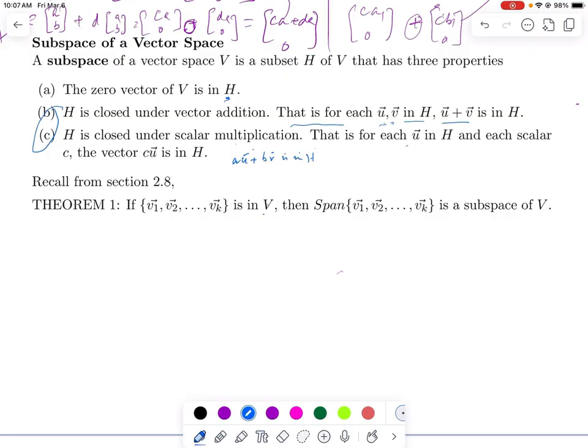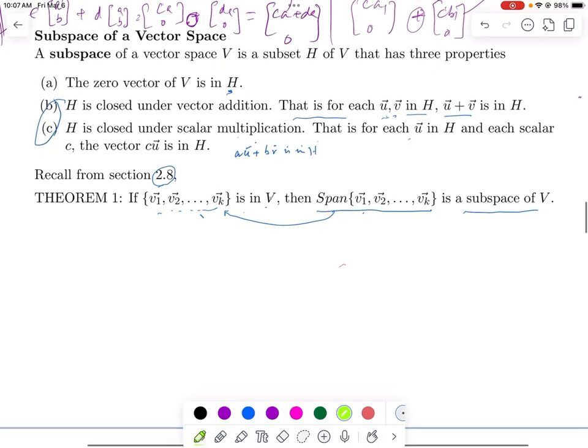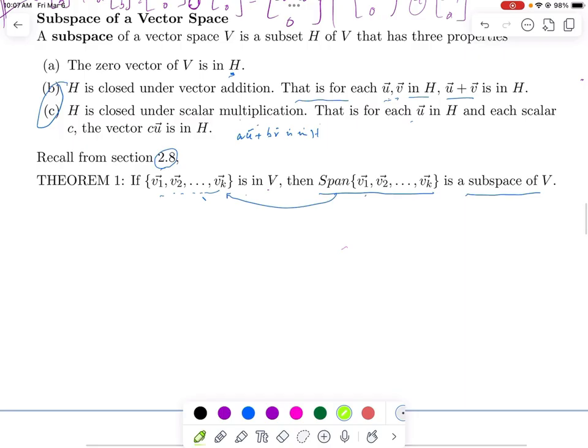So there is a theorem from section 2.8 that if we have a set of vectors v1 up to vk, and all these vectors are in V, then the span of v1, v2, up to vk is a subspace of V. This will be a subset of V, but not just a subset, it is a subspace of V. Okay, so let's prove it.